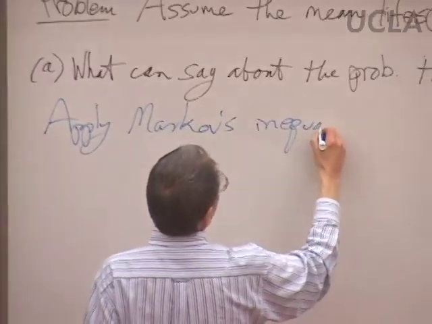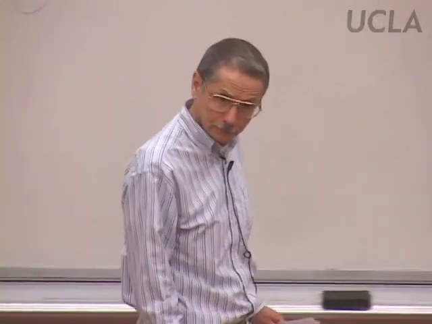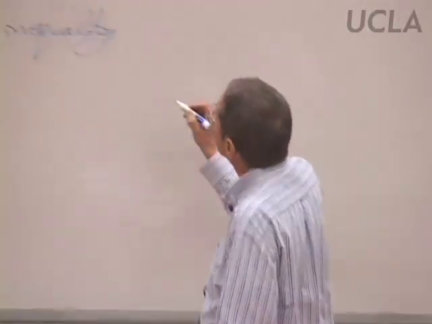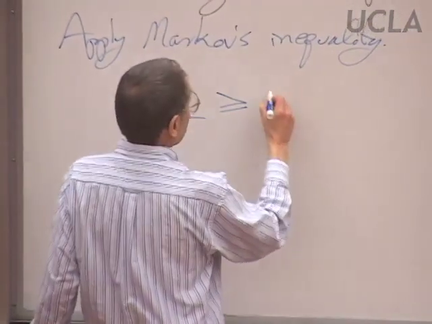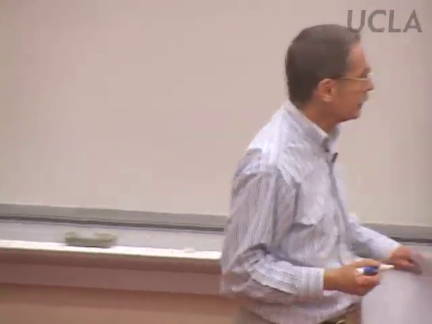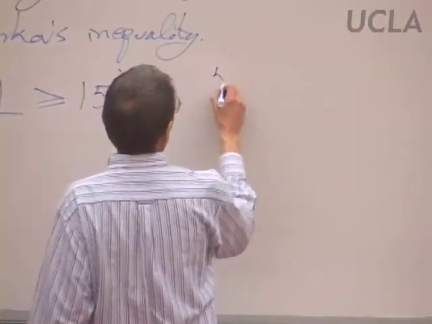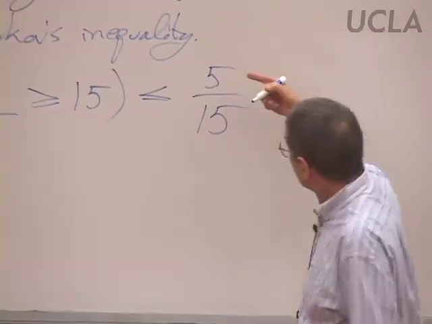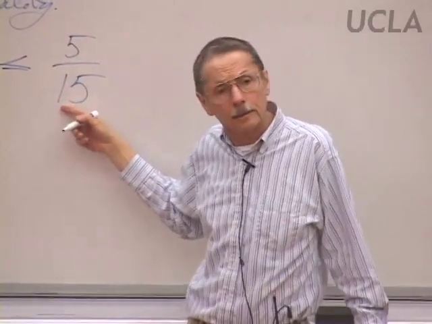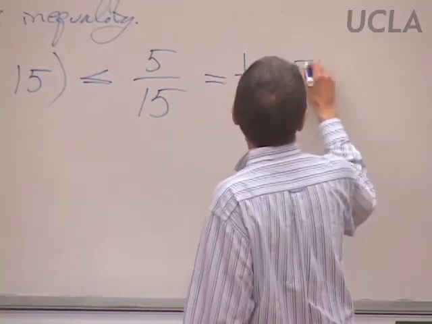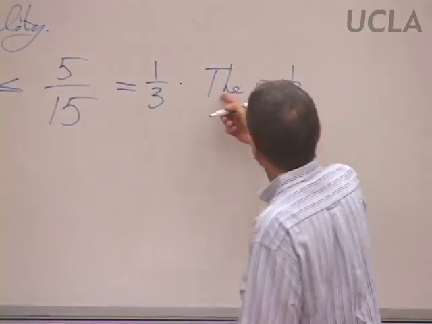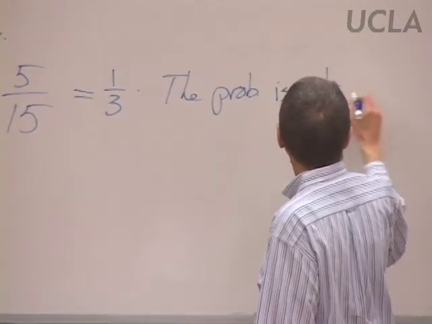Markov's inequality does apply because the lifespan is not negative. So it says the probability, use L for lifespan, of being at least 15 for a randomly chosen amoeba is bounded by 5 over 15. That is the mean mu divided by the number A that we've plugged in here. So we can say that the probability is 1/3 or less.